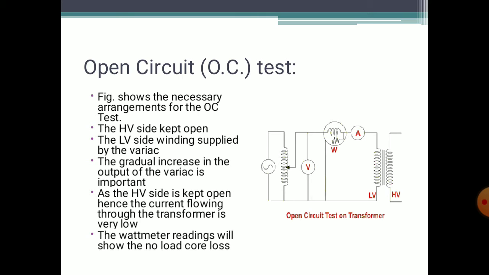The values are gradually increased to reach the rated value. As we have kept the HV side, the high voltage side, open, whatever current flows into the transformer is just employed to magnetize the transformer. Whatever reading is noted down in the wattmeter will show only the core loss. The power employed to magnetize the transformer core can be taken from the reading of the wattmeter.